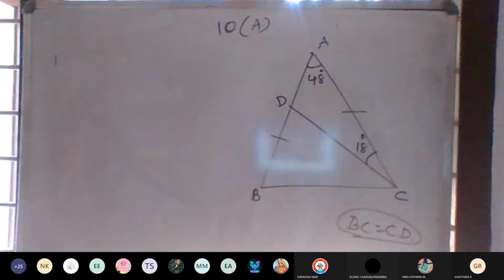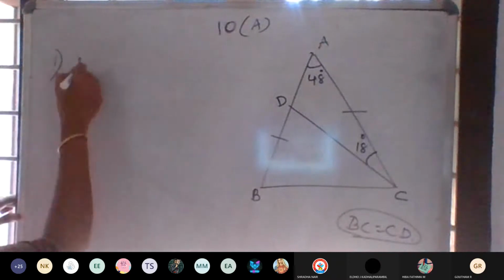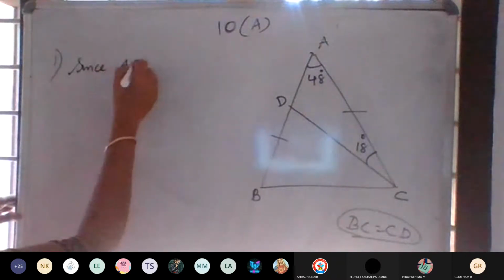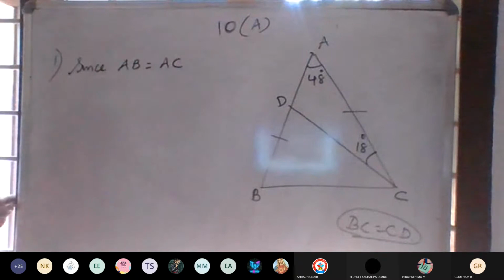Since AB is equal to AC, what will be? Write down. Since AB is equal to AC, what can we write using theorem number 1? Angle opposite to that particular side will be equal. So which two angles will be equal?